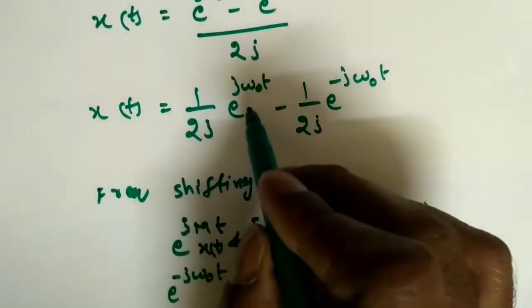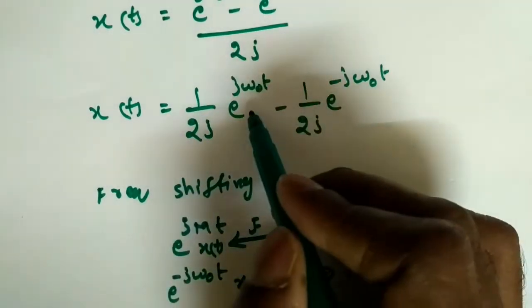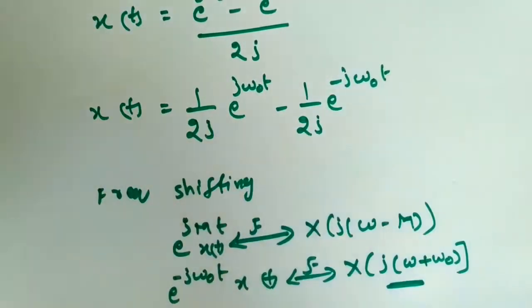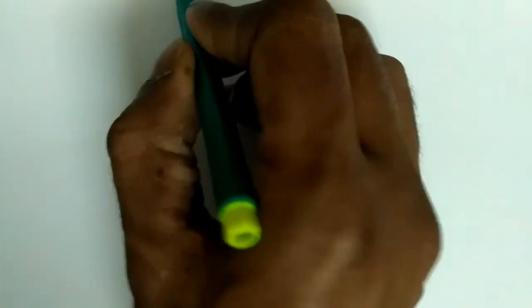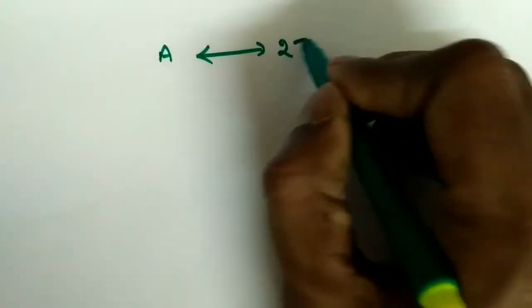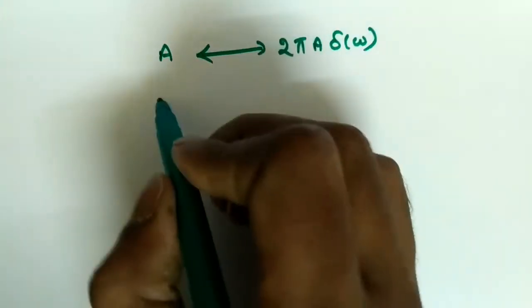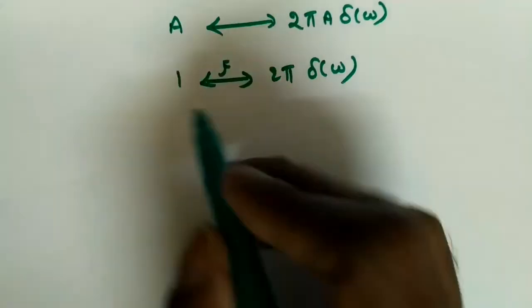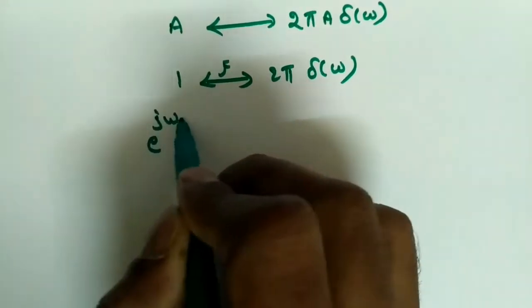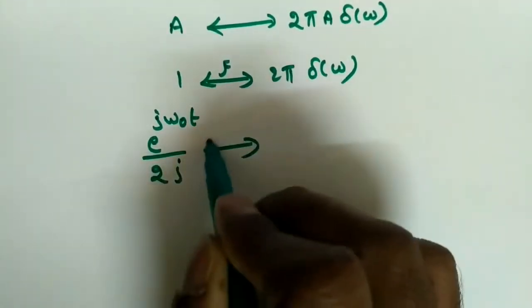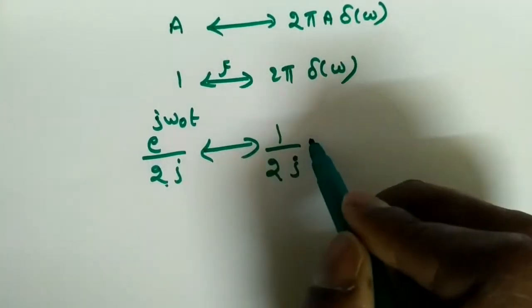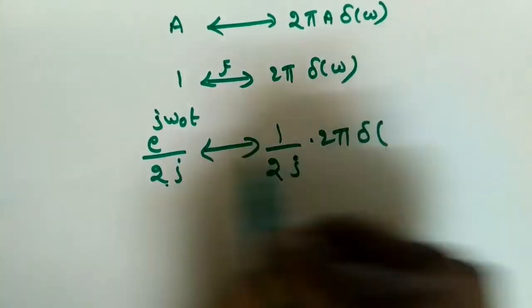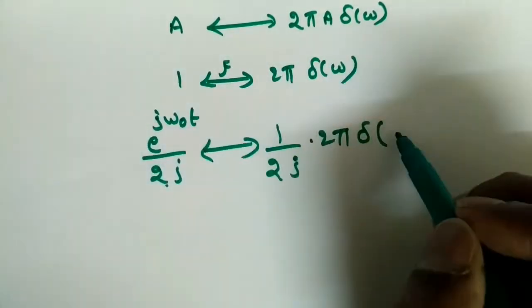Now first we need to find what x of t is here. It is nothing but a constant 1, right? What is the Fourier transform of 1? I told you in the previous lecture, for a constant a, the Fourier transform is 2 pi a del omega. So for 1, the Fourier transform is simply 2 pi del omega. Now for e power j omega naught t by 2j, the 2j is a constant, so it becomes 1 by 2j into 2 pi del, with the frequency shifting term, omega minus omega naught.